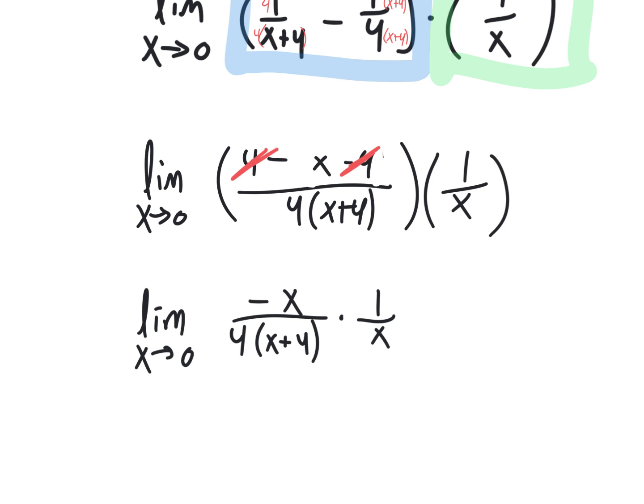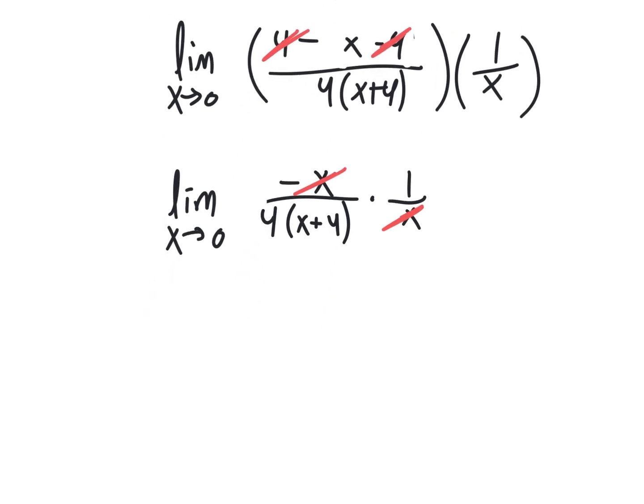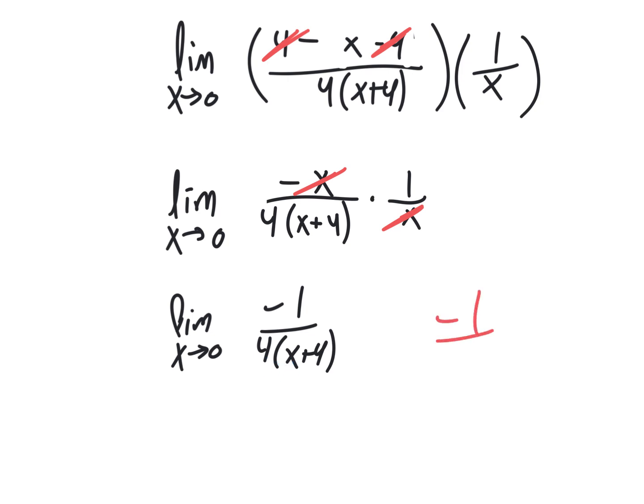Well, now I'm seeing, hey, this x and this x can cancel. So now if I rewrote this, I've got the limit as x approaches 0 of negative 1 over 4 times x plus 4. I can now plug in 0 for x. That would be negative 1 over 4 times 0 plus 4. That would be negative 1 over 16.